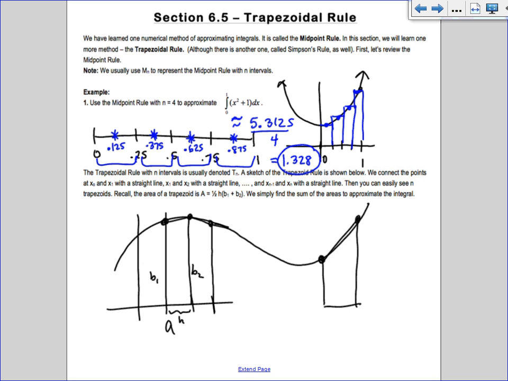Here's one of the trapezoids. This is the height of the trapezoid. This is B1. This is B2. It's just on its side. Remember, the area of a trapezoid is 1/2 h times (B1 plus B2). h is the distance between your two parallel segments, and B1 and B2 are the ones that are different sizes. That's what we're going to do: find the area of each of those trapezoids.